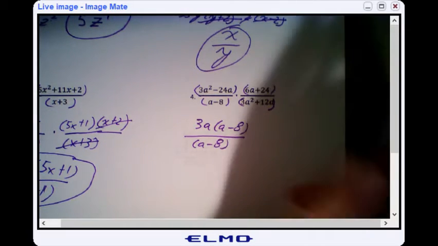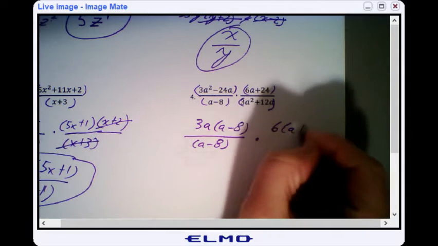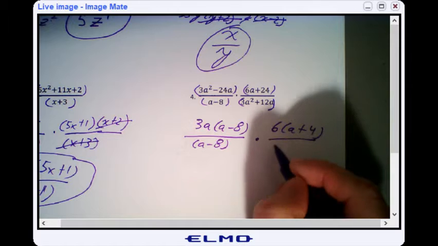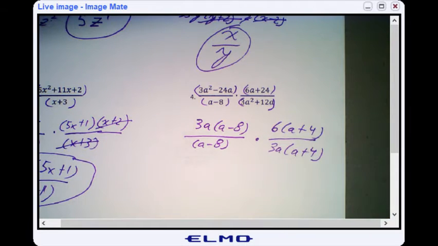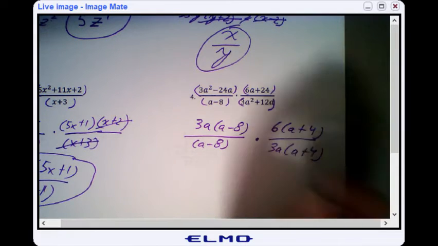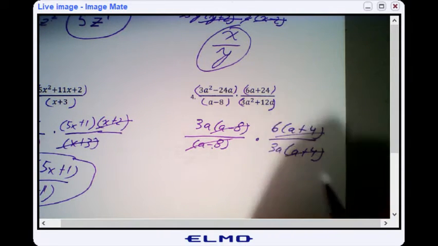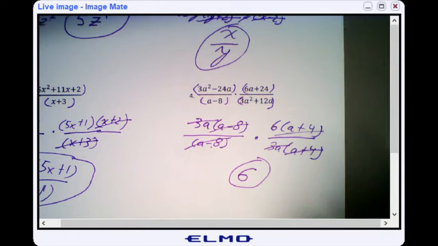On the right side, I have a GCF of 6 for the numerator. So I'll have 6a plus 4. And in the denominator on the right side, I have a GCF of 3a. So I'll have a plus 4. We're going to look for any group up top and any group in the bottom. They can simplify. So a minus 8, a minus 8, a plus 4, 3a, 3a. My answer is going to be 6.